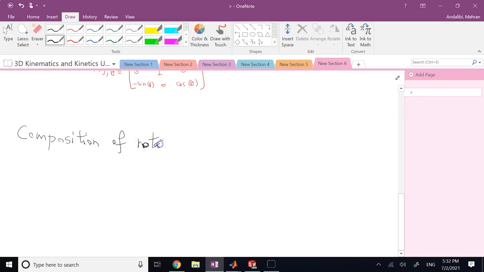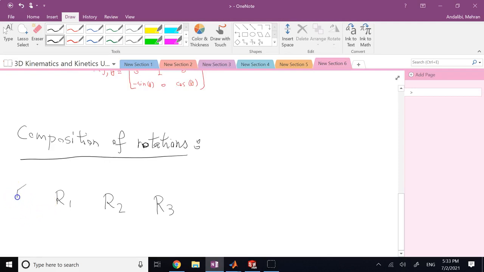And you can show that if the rotation is always happening with respect to the current axis, or the rotations are what I called intrinsic rotations, all the angles are with respect to the current x, y, or z, not the absolute x, y, or z. Then, if you do a rotation by a rotation matrix R1, followed by a rotation matrix R2, followed by a rotation matrix R3, right?